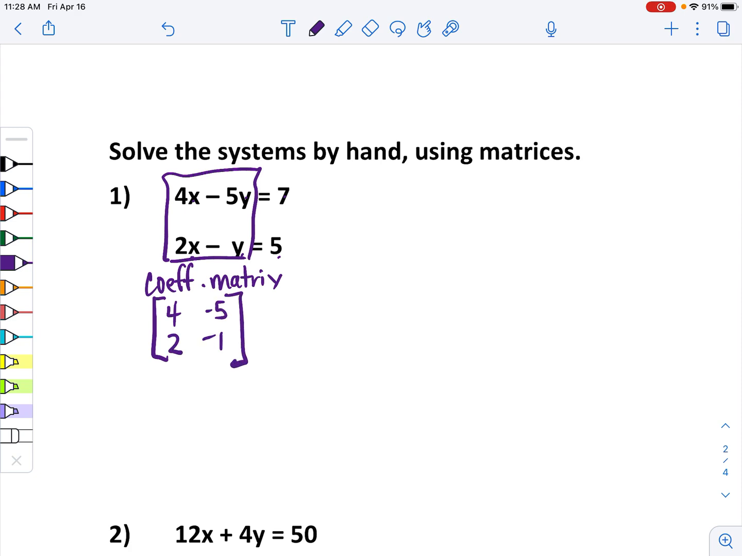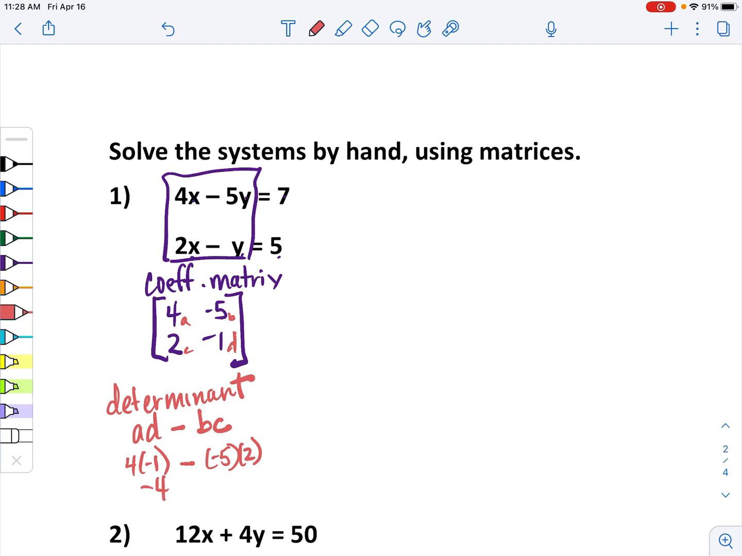That's my coefficient matrix. And then to get my determinant, I'm going to take AD minus BC, and that's all about the locations. Like this is A, B, C, and D. So I'm going to take AD, so that's 4 times -1, minus BC, which is -5 times 2. So I have -4, -5 times 2 is -10. So if I'm subtracting a -10, that's adding 10. And so my determinant is 6.